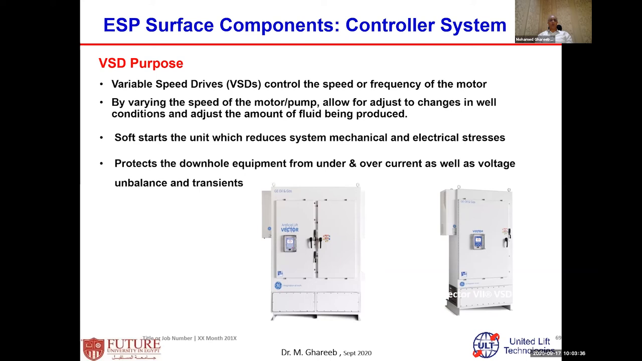By varying the speed, or just the frequency of the motor, you can adjust to changes in well condition. For example, if I have the well running at 50 Hertz, and based on the pump performance curve and production capability, this well produces 2,000 barrels per day. What if the well is depleted and produces only 1,000 barrels per day, and the system is still running to produce 2,000 barrels per day? Then how can I change?